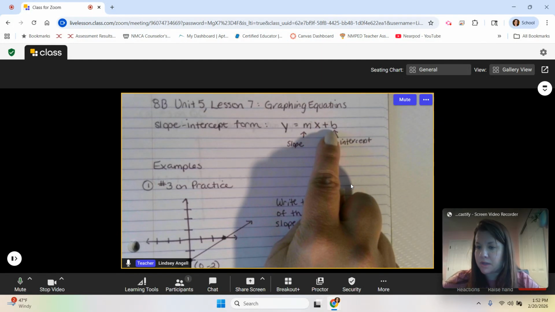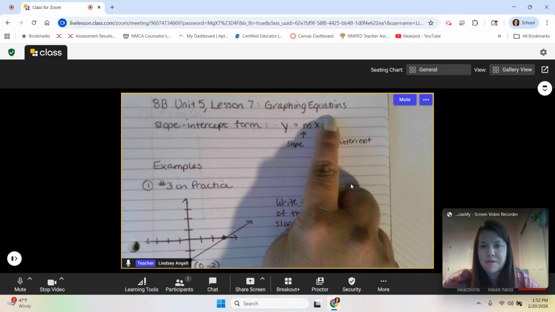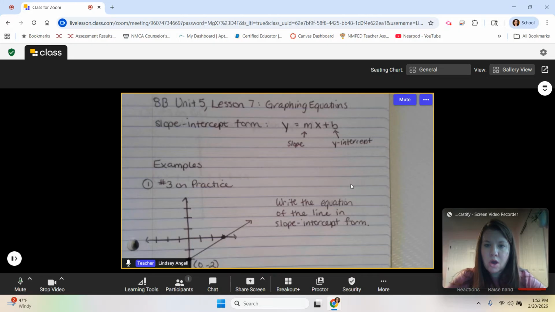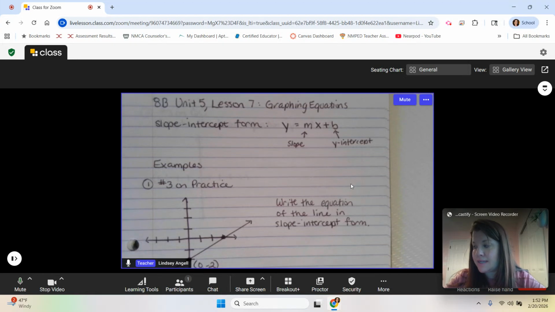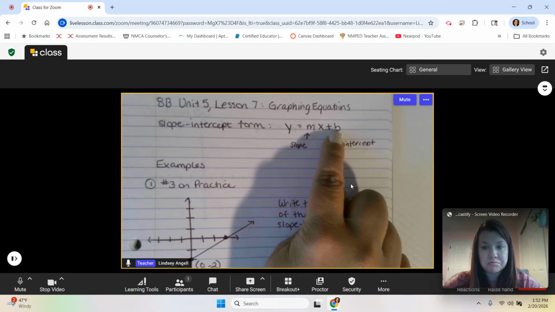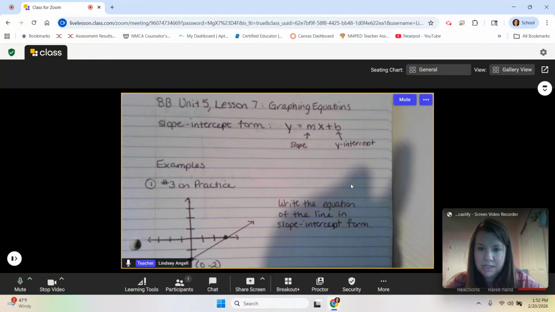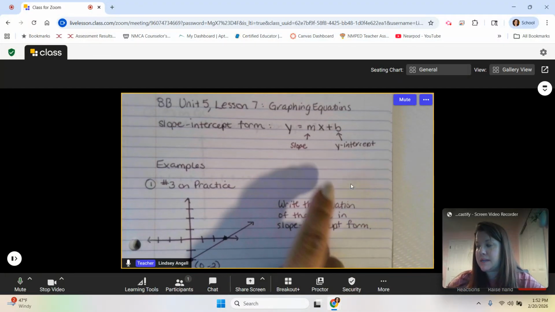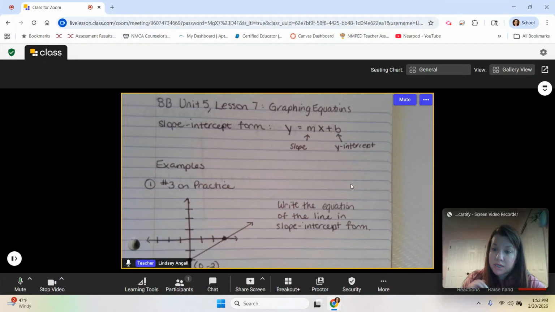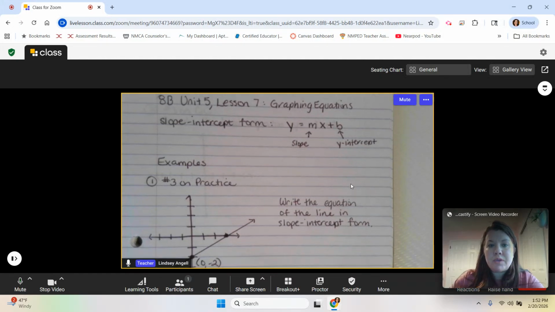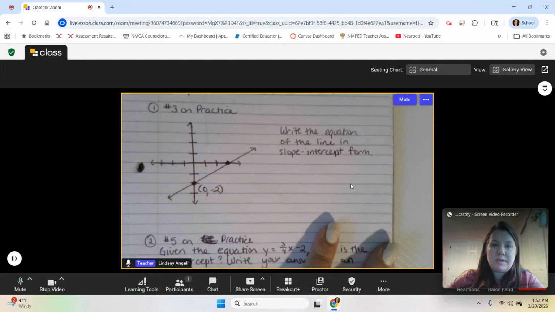The reason we haven't looked at it with this yet is because every graph we've seen goes through the origin. Oh goodness, I have the hiccups. Goes through the origin, so this would be (0, 0). It crosses at 0, so we don't need to say plus 0. That's why we haven't seen it like this yet. Now we're moving beyond the origin and graphing other lines as well. So let's get into some examples.